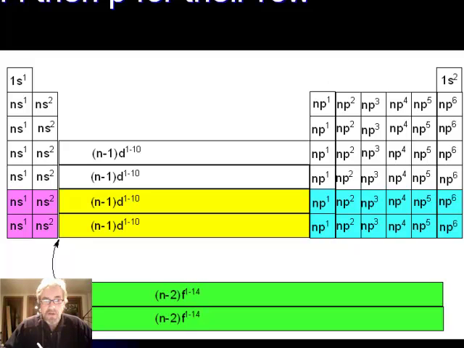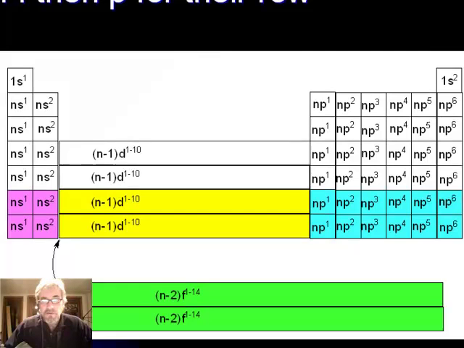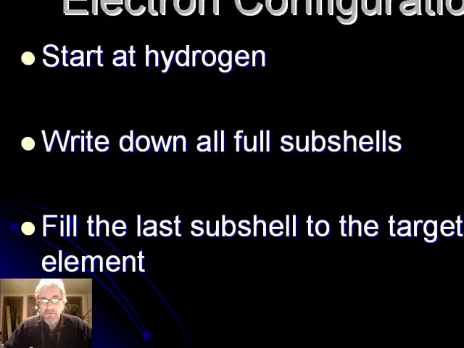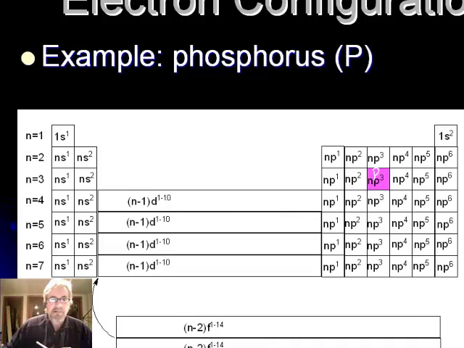So this pattern allows us to just read the electron configuration right straight off the periodic table. Here's how you do it. Start at hydrogen, and then going left to right, top to bottom, just like you read English sentences, write down all the full subshells, and then when you get to the last subshell, fill it right up to the target element. So let's do an example.